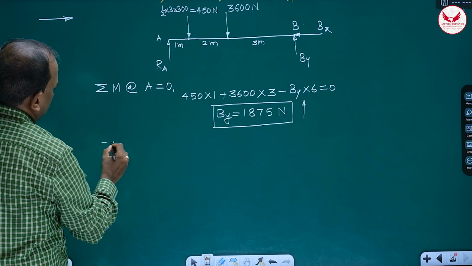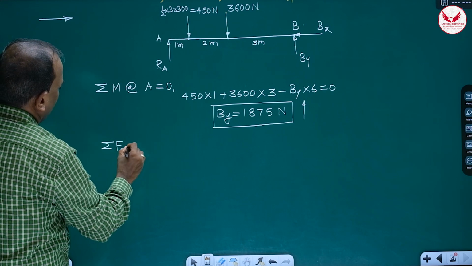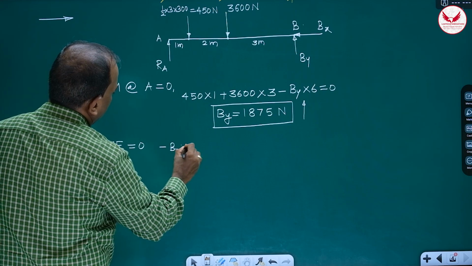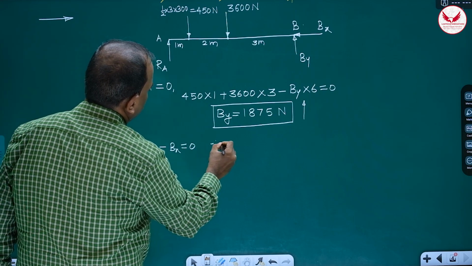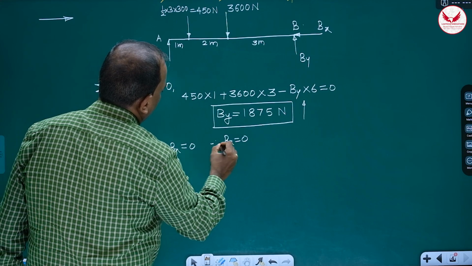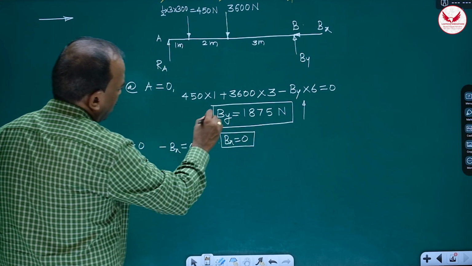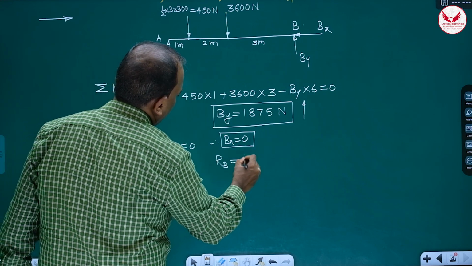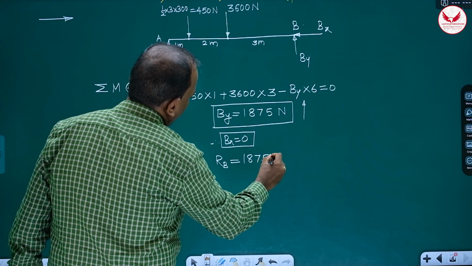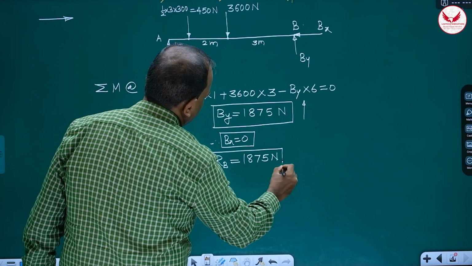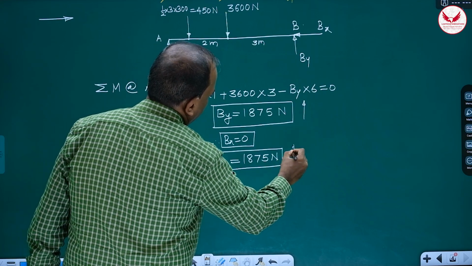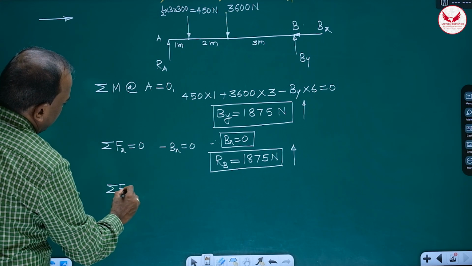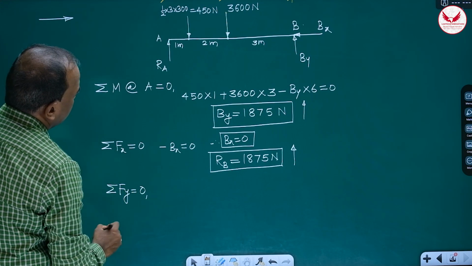Now, summation Fx, when there is no inclined loading or horizontal loading, this value is going to be 0 only. Minus Bx is equal to 0. There is no other force. Hence, Bx is equal to 0. If Bx is 0, one component is 0, the other component is going to be the overall reaction at that place. Hence, Rb is equal to 1875 Newton, and it is upward.